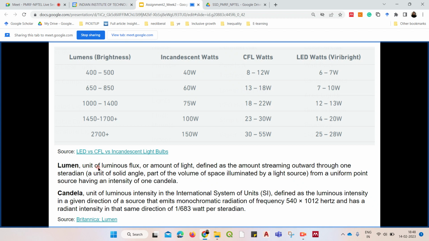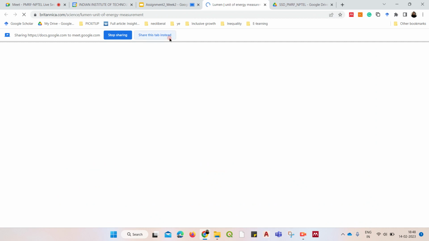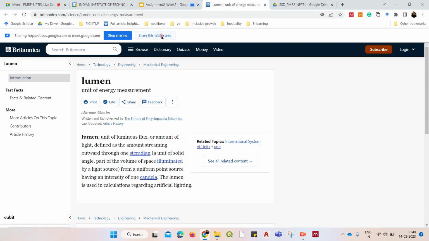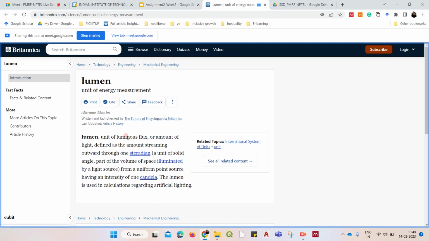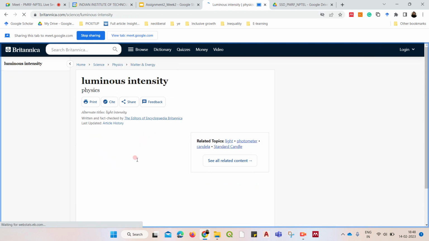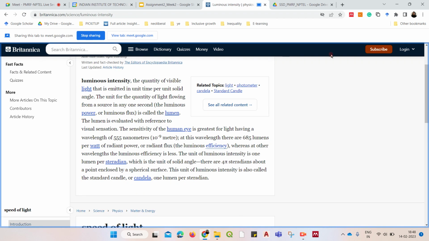So these are all technical terms. If you want to learn further about lighting and brightness and intensity and luminous intensity, how everything is measured, you can go to this link and see further. For example, this is a lumen, sorry, and then candela, and if you want to learn more about luminous intensity, all of such things you can learn further.